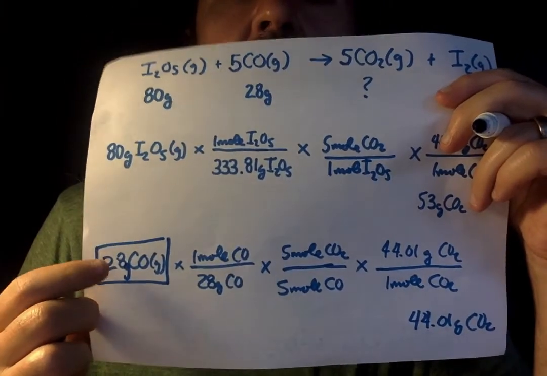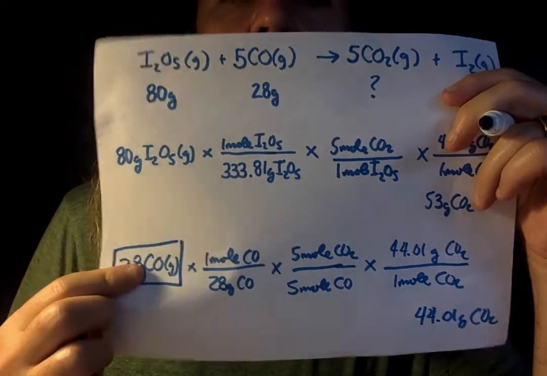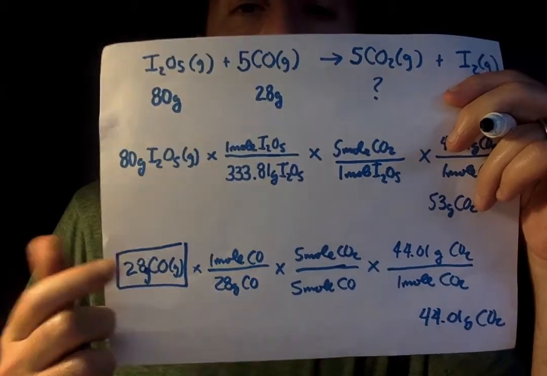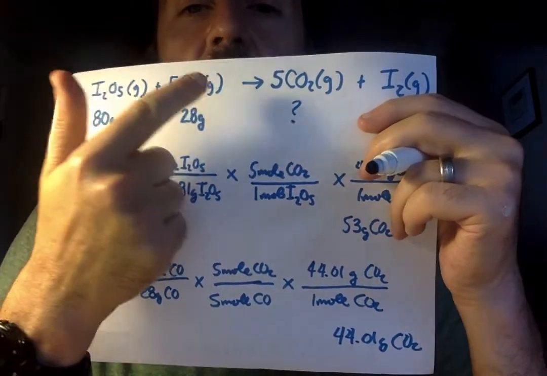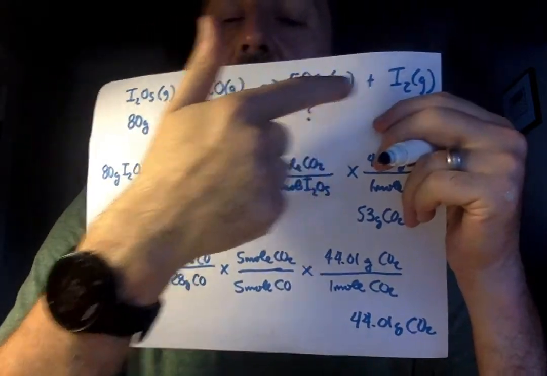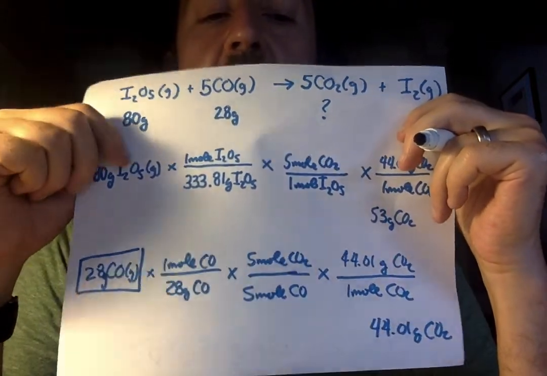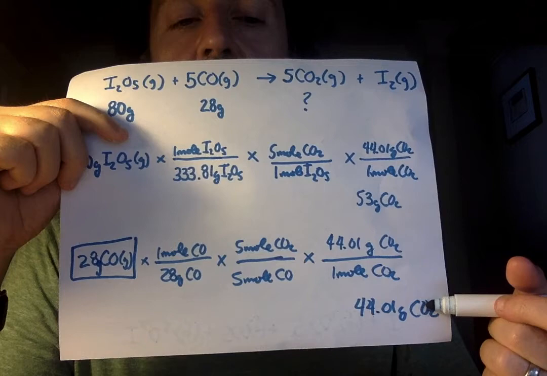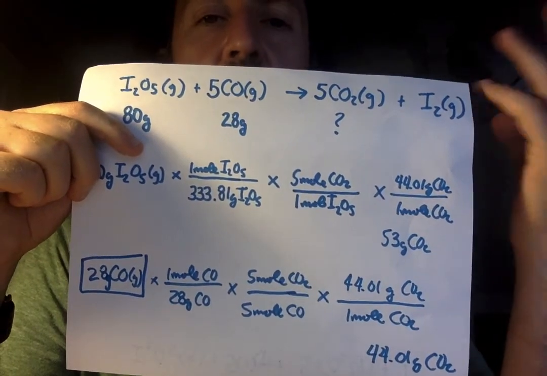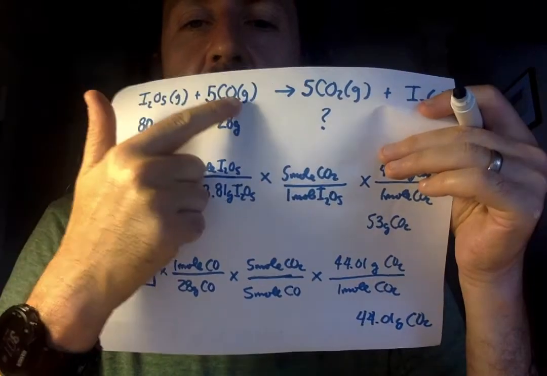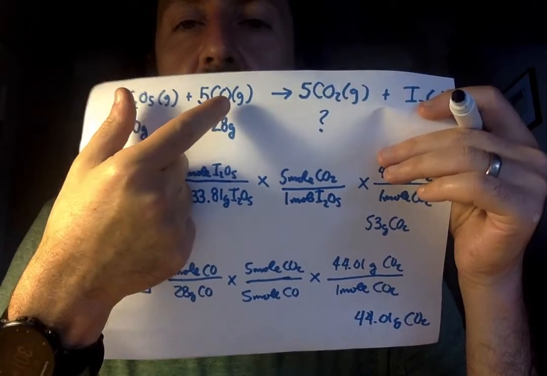So the 28 grams of carbon monoxide is the limiting reactant. There are only 2 possible choices for limiting reactant. It's either this or this. It can't be one of these, okay? What I get a lot of times is people say, oh, it's the carbon dioxide. No, it can't be a product. When we're talking about limiting reactant, it's either this or this, something on this side.